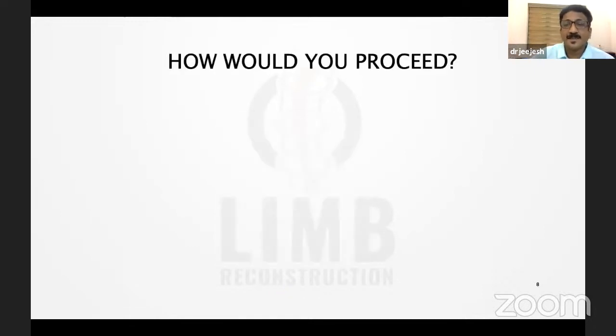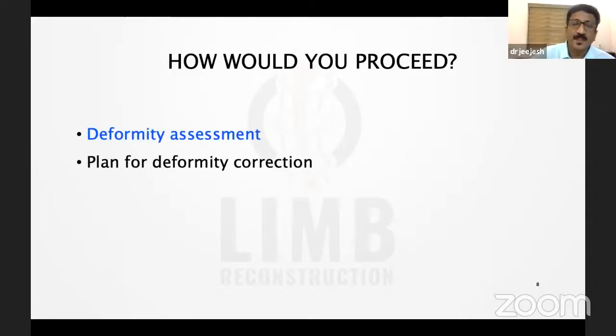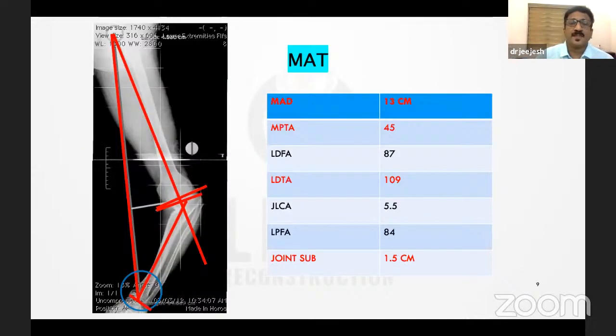So how to proceed in this case? As this is a deformity case, you have to assess the deformity properly, then plan a deformity correction. So for the deformity assessment, you have to do the Paley test, and you have to draw the mechanical axis, and these are the values. You can see that the mechanical axis deviation, that is MAD, was 13 centimeters, MPTA is 45, and LDTA is 109.